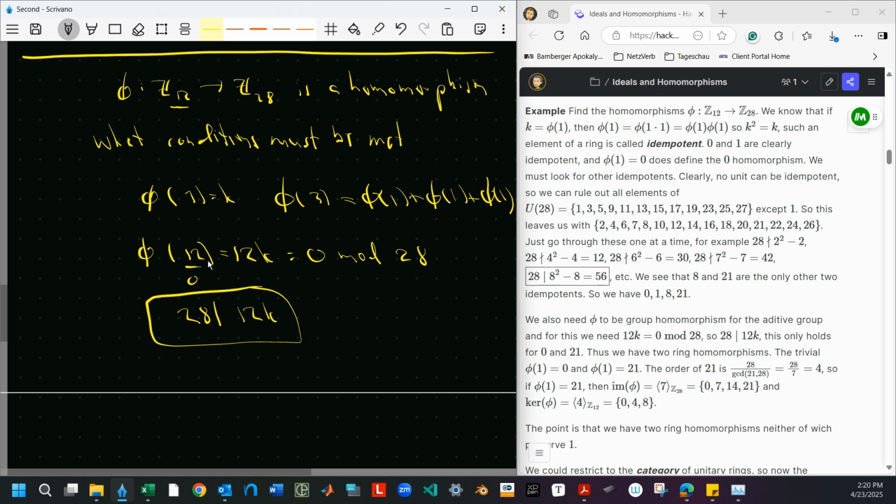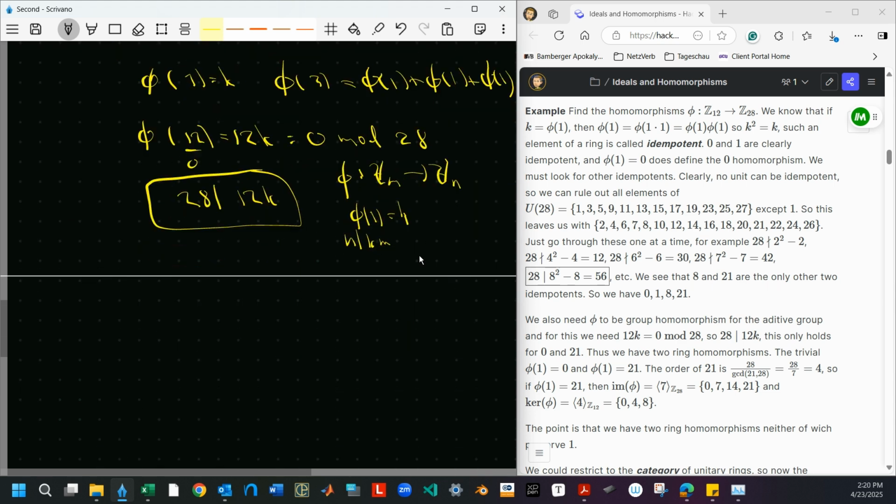In general, what we looked at was, if we had Z_m to Z_n, now I'm just looking at the group structure at the moment. The property we had to have was that if phi of 1 is k, we had to have that n divides km, right? That was the property we had. So that's the same property here.